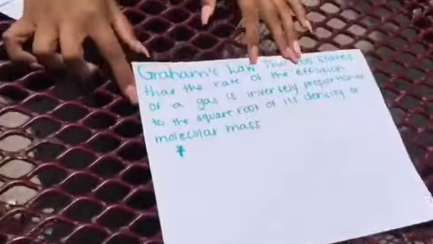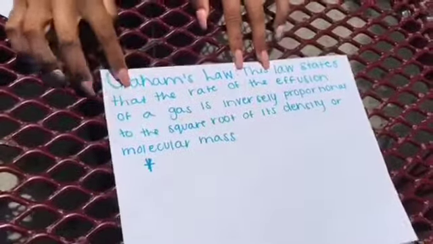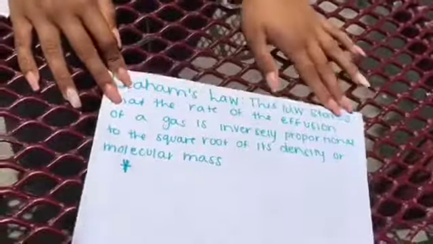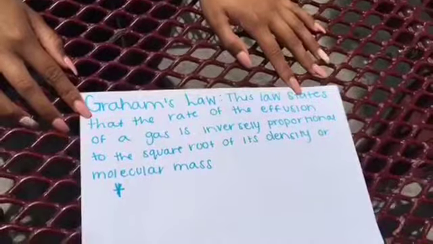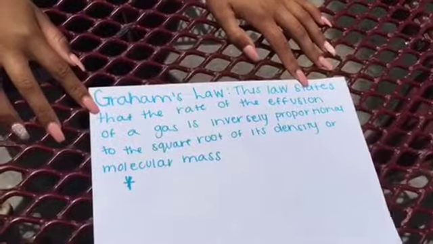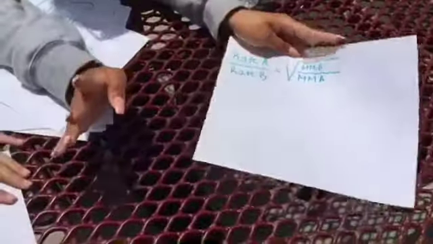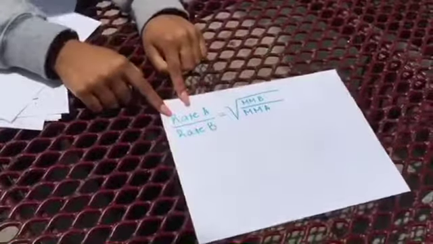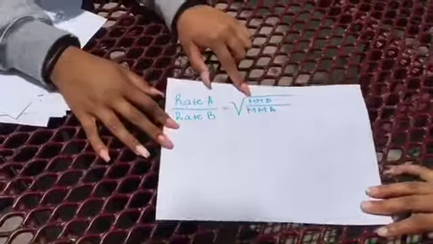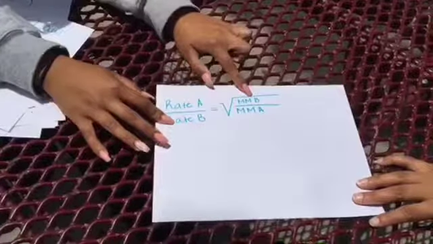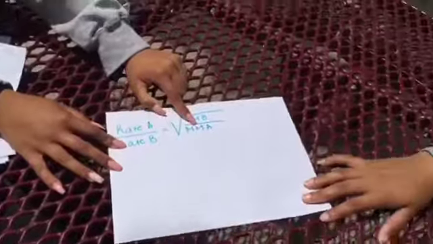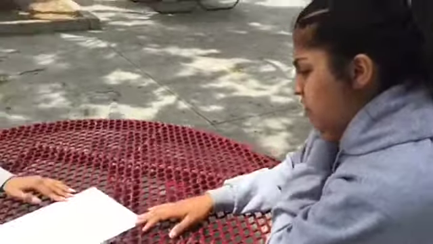Okay, so the next thing you need to know is Graham's law of diffusion or effusion. This law states that the rate of diffusion of a gas is inversely proportional to the square root of its density or molecular mass. So the equation for Graham's law is kind of scary looking. It's rate A divided by rate B equals the square root of the molecular mass of B over the molecular mass of A. I know it looks kind of scary, but it's not that bad.